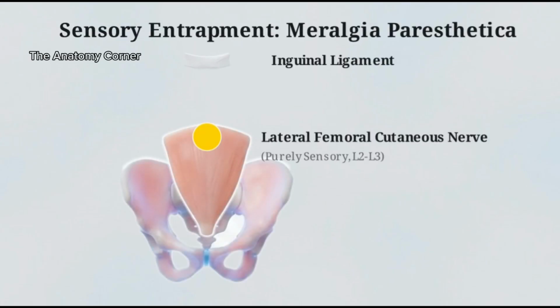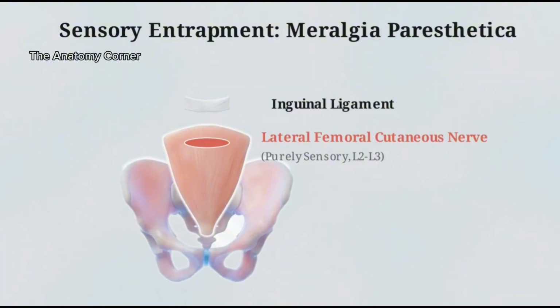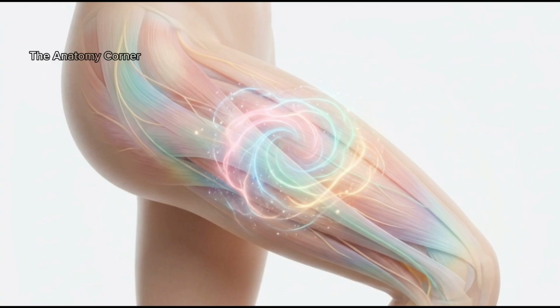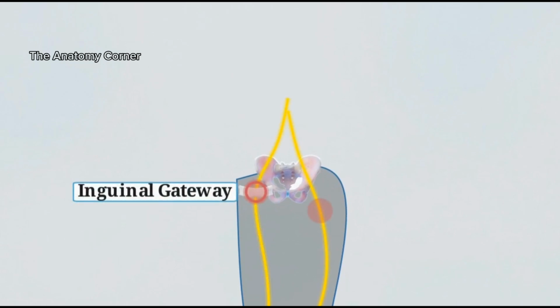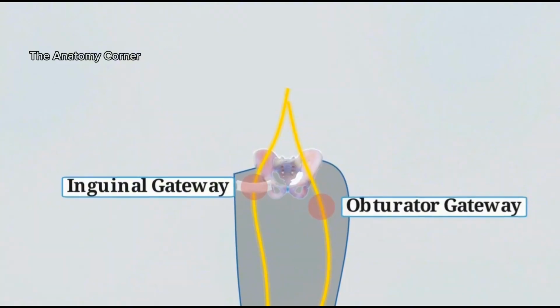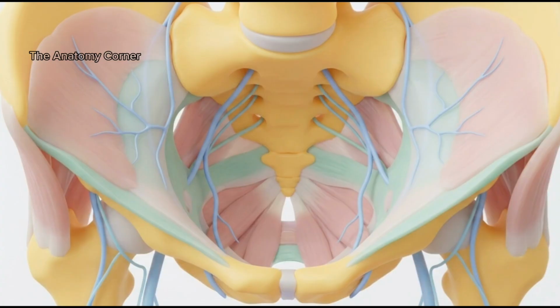If the lateral femoral cutaneous nerve is compressed as it passes beneath the inguinal ligament, the patient develops meralgia paresthetica, a condition marked by pain and numbness isolated to the lateral thigh. When a patient presents with anterior or medial lower limb deficits, the true problem is rarely in the leg itself. These mobility failures are the downstream symptoms of nerve entrapments occurring higher up, specifically at the inguinal or obturator pelvic gateways.